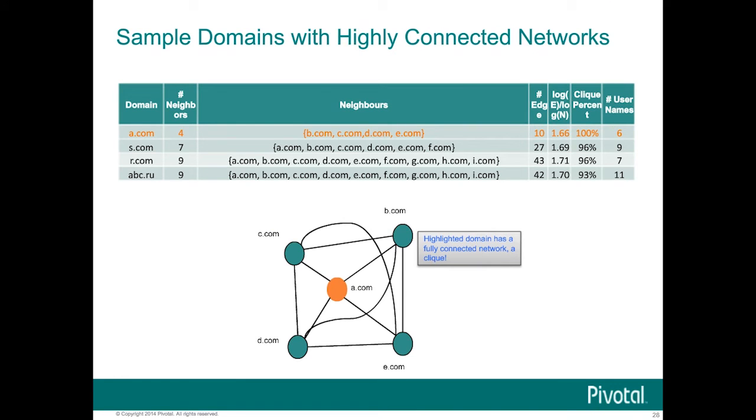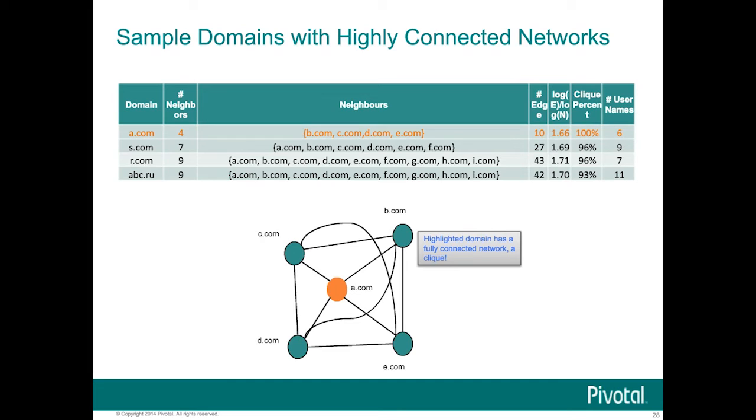The sample results from this approach are shown in the figure. On the figure at the bottom, for a particular domain of interest, we first find its egonet, that is the first nearest neighbors. In this case, it could be something like B, C, D, and E. As you can see, A is highly connected with B, C, D, and E, which are also interconnected with each other. Hence, that is a perfect clique. So the clique percentage for this particular egonet would be 100%, as shown in the highlighted row in the table. Also, if you see the oddball metric, that is log E by log N, that would be 1.66.